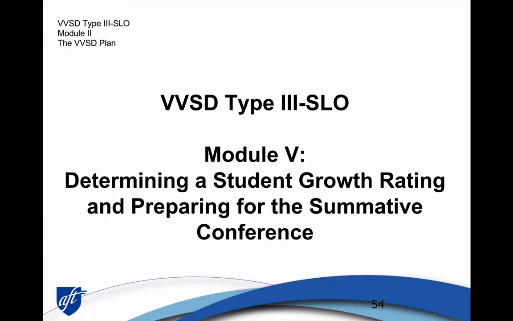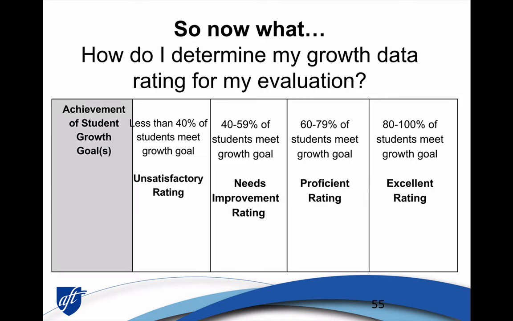Welcome to Module 5, Determining a Student Growth Rating and Preparing for the Summative Conference. For information regarding rubrics for determining the rating for the student growth portion, please see Exhibit F in the Valley View School District Educator Evaluation Plan. This is a copy of just the student growth data portion of the educator evaluation.